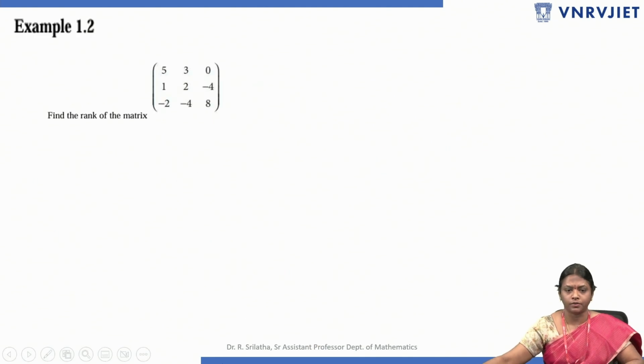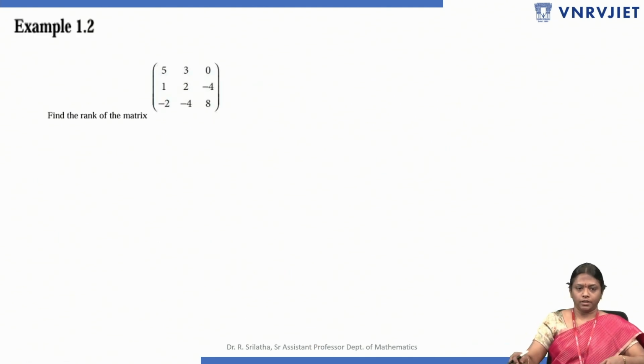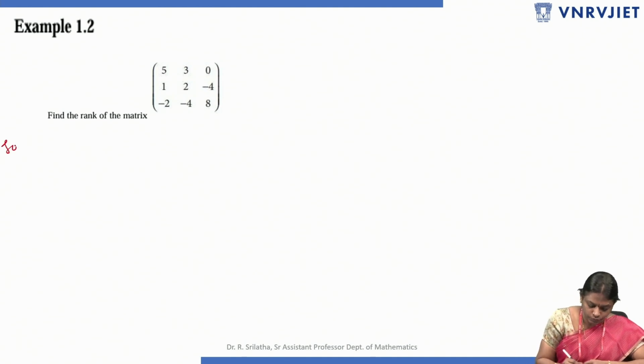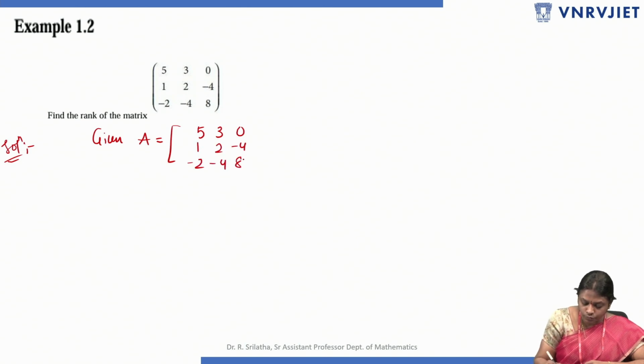Next, we move on to another one. Again, we have a 3 by 3 matrix here. Let's solve again by using minors. This is the given matrix capital A, which is of order 3 by 3: 5, 3, 0, 1, 2, minus 4, minus 2, minus 4, 8. What we need to keep in mind here is that since it is of order 3, our rank should be less than or equal to 3. Now consider the third order minor.